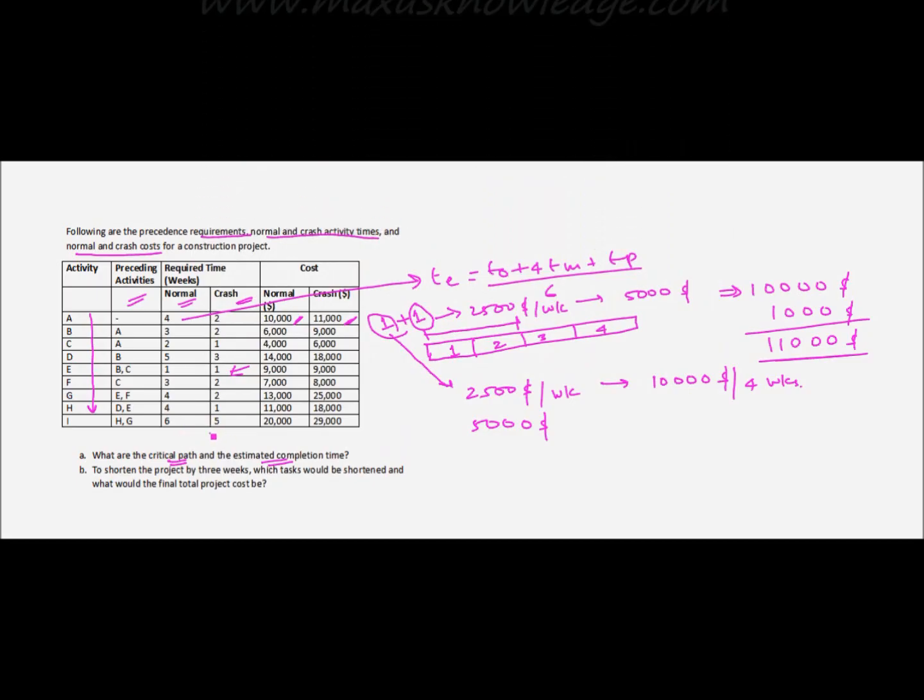Also, if we calculate the total time taken by the project using the normal time estimate, it will come to 4 plus 3 is 7, plus 2 is 9, plus 5 is 14, plus 1 is 15, plus 3 is 18, plus 4 is 22, plus 4 is 26, and plus 6 is 32. And the crash time is 2 plus 2 is 4, plus 1 is 5, plus 3 is 8, plus 1 is 9, plus 2 is 11, plus 2 is 13, plus 1 is 14, plus 5 is 19.